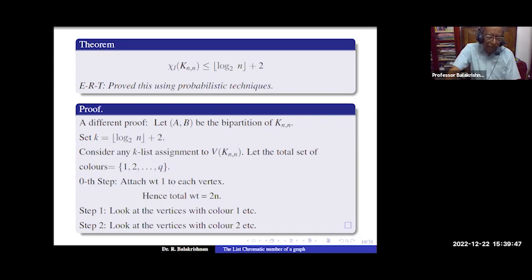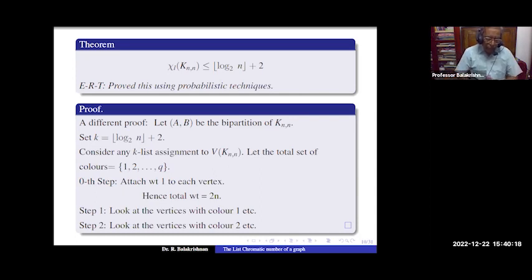Remember, we are considering the graph K n,n. I was showing that the list chromatic number of K n,n is at most log n with respect to base 2, plus 2. So the total number of vertices is 2n. I am attaching weight 1 to each of these vertices. So the total weight is 2n. This is the weight, not color.